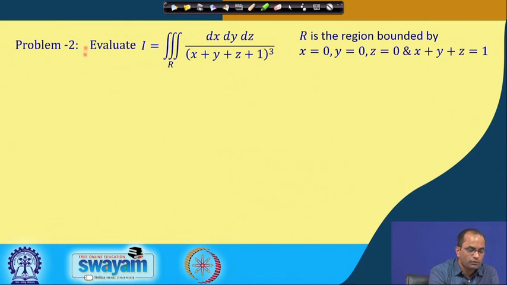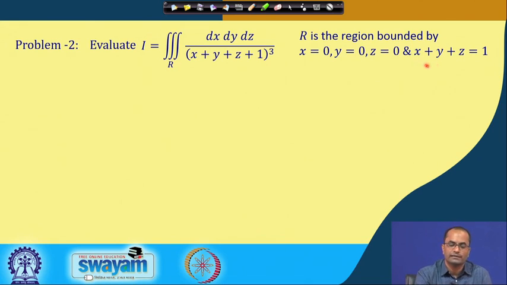Next we have this problem 2, where we will evaluate this integral, and the region R is given as bounded by x equal to 0, y equal to 0 and z equal to 0, or basically these are the planes now. So, we are talking about the 3 dimensional space. So, x equal to 0 is the yz plane, y equal to 0 is the xz plane, and this is the xy plane, and we have another plane here, x plus y plus z is equal to 1.